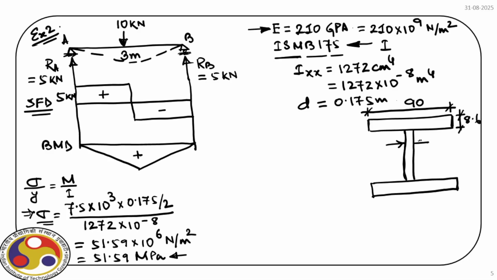Thickness of the web is 5.5 millimeter. And the total depth is 175 millimeter. So the depth of the web, if you calculate, it is 157.8. Again for this symmetric section about the neutral axis, we have to find out Ixx, which is also given for this cross section, that is here.